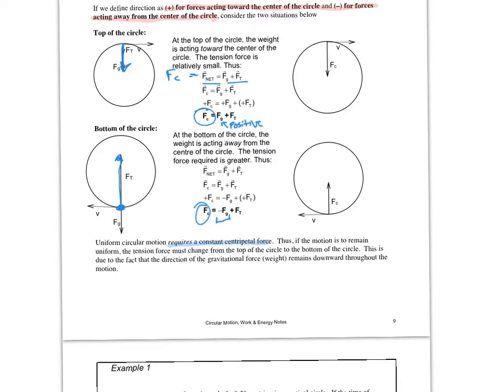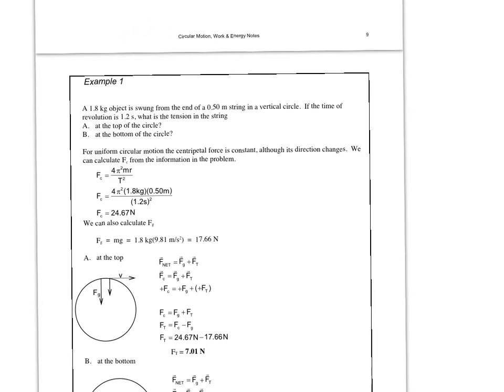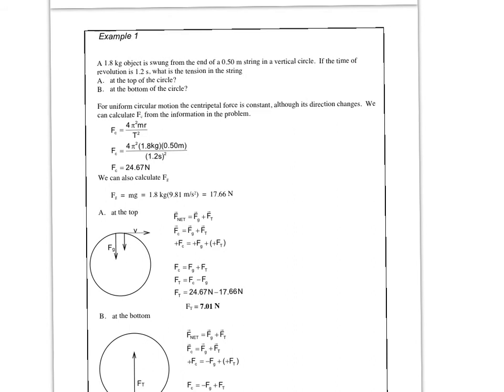Okay, so all that to say, everything else is the same. In terms of calculating forces, we just need to consider where it is in each case. In example 1, a 1.8 kilogram object is swung from the end of a 0.5 meter string in a vertical circle. If the time of revolution is 1.2 seconds, what is the tension in the string at the top of the circle and the bottom of the circle? Remember, centripetal force is constant throughout, so we can calculate it for this entire problem, whether it's at the top or the bottom of the circle.